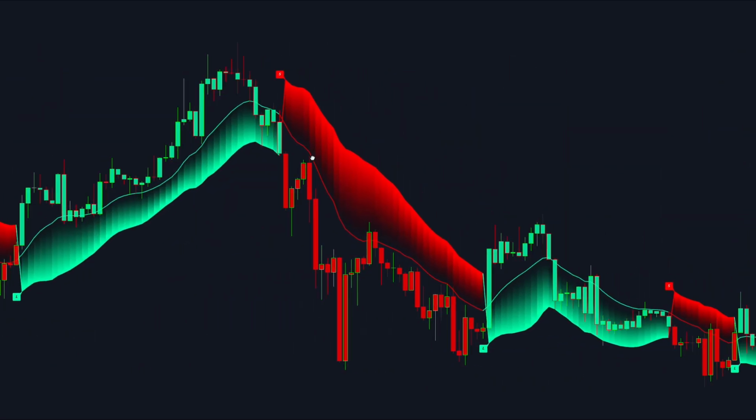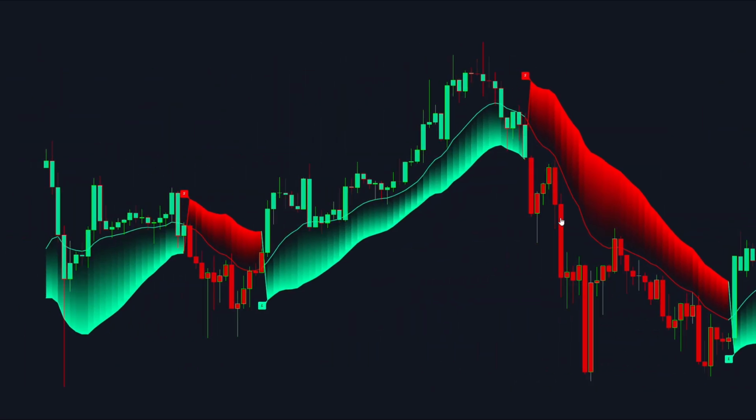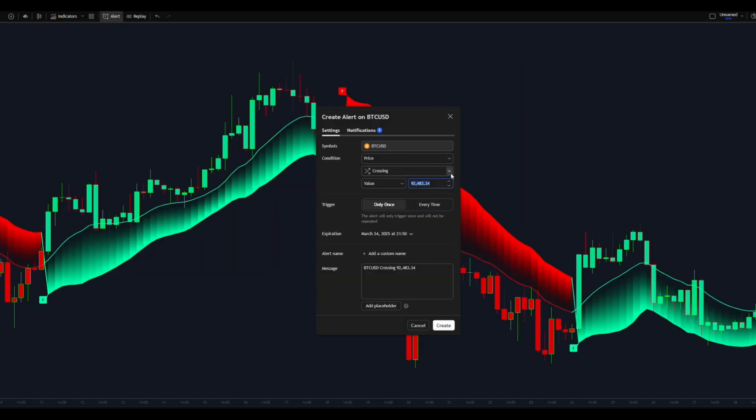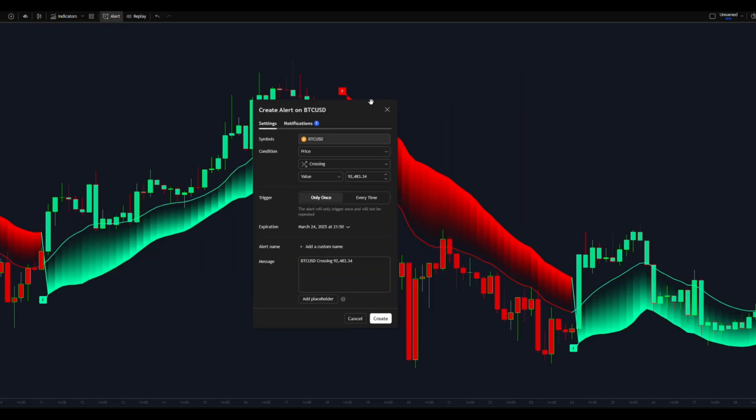This indicator also provides direct trade signals. L appears when price action confirms a bullish reversal. S appears when the price action confirms a bearish reversal. Users can also set alerts for trend changes so they never miss an opportunity.